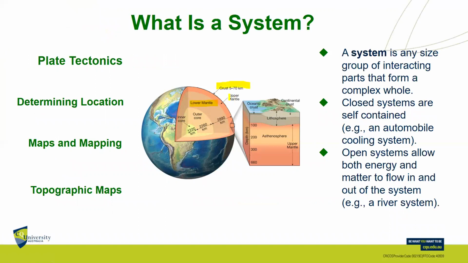We can see the crust, the relationship to the upper mantle, and right down here the inner and outer cores. And we can break that down even further. We can see the oceanic crust, the continental crust. We can see the difference between land masses and water masses. We see the lithosphere, the asthenosphere, and of course, we've got the upper mantle here too.